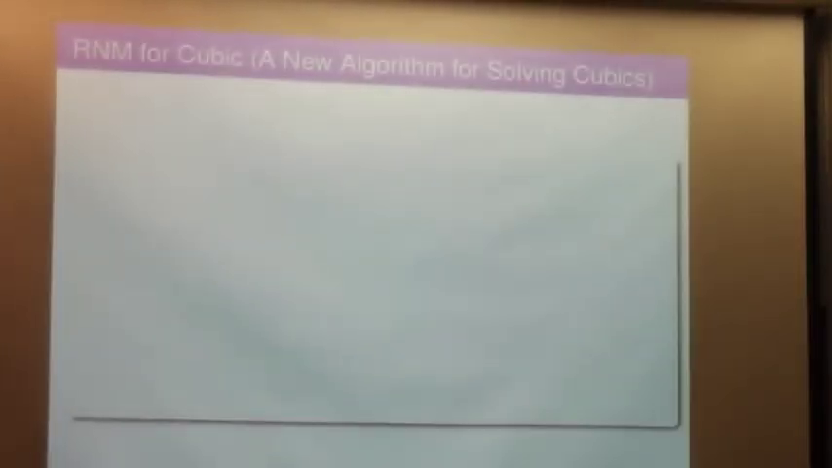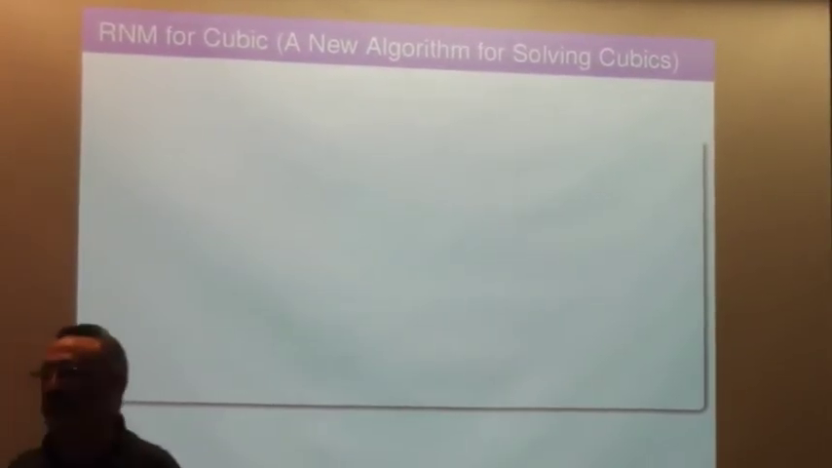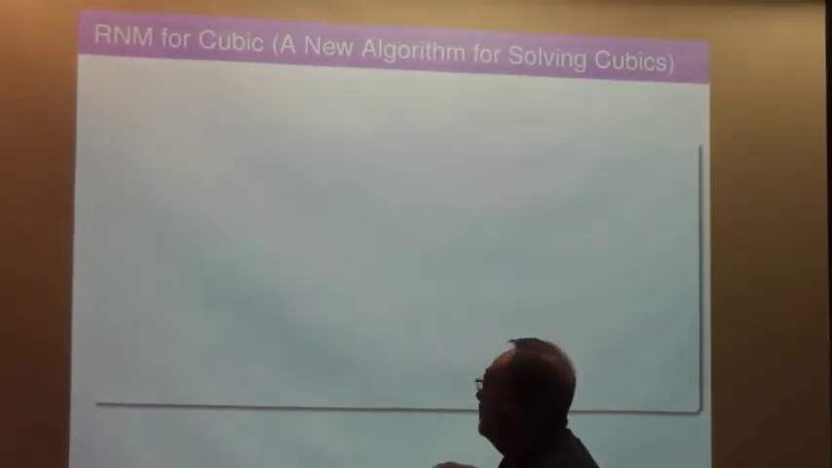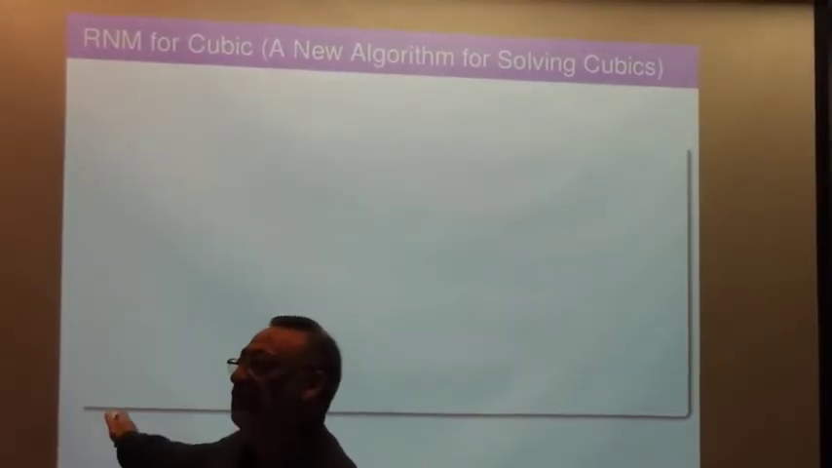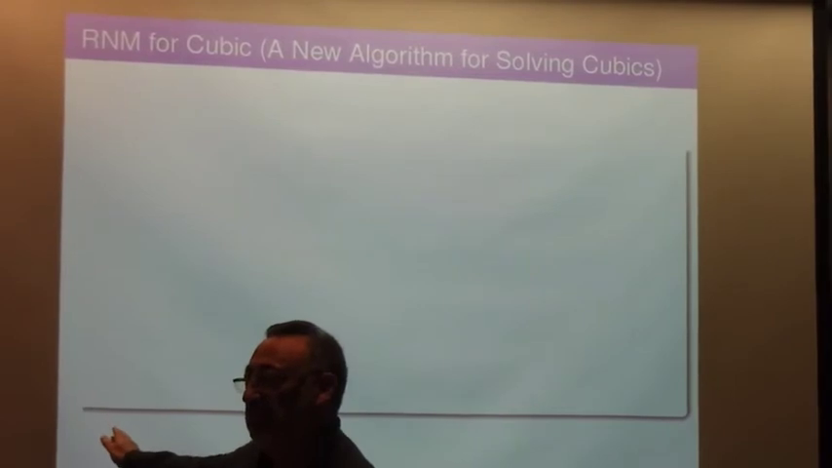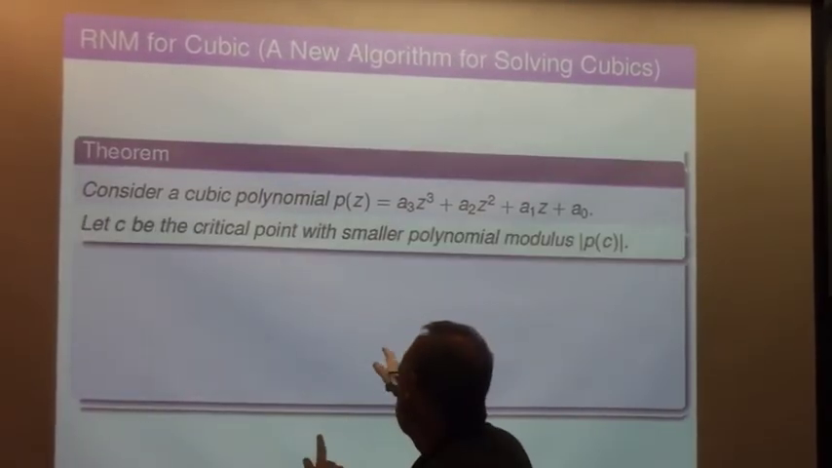How do we solve a cubic equation? We can, of course, use the formulas, but I don't remember those formulas. I don't know if anybody in this room remembers the formulas for solving a cubic polynomial. But here I give a new algorithm for solving a cubic. How does it work? Say a general cubic like that.